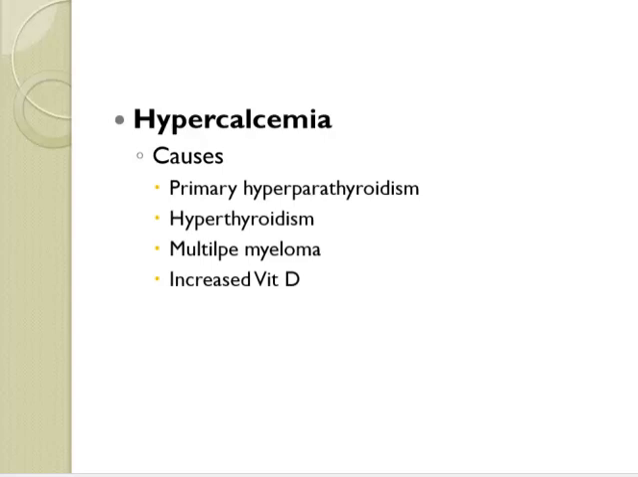Hypercalcemia is too much calcium in the blood. The primary cause is primary hyperparathyroidism, where too much calcium is released. It can also be caused by hyperthyroidism, multiple myeloma, or an increase in vitamin D, or you're taking too much of a vitamin D supplement.